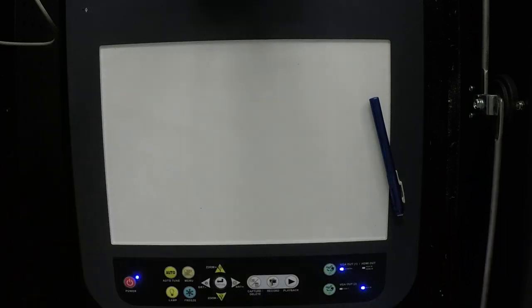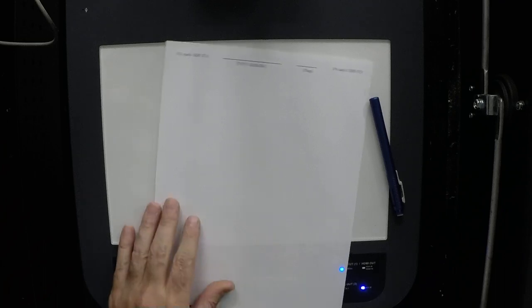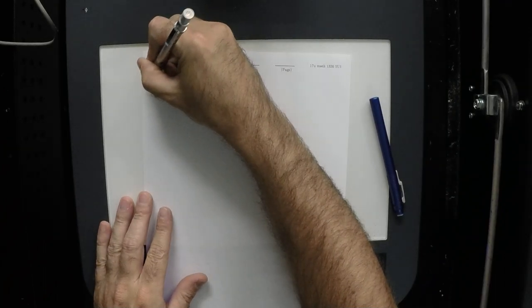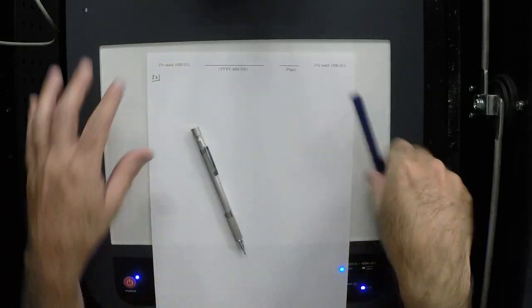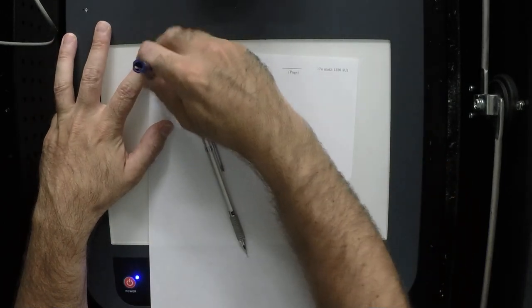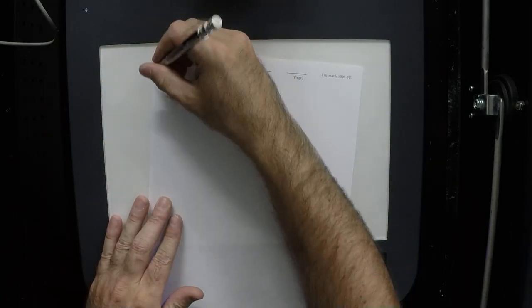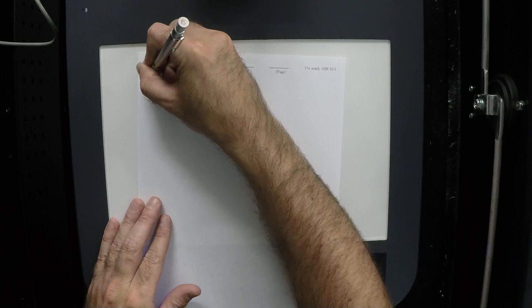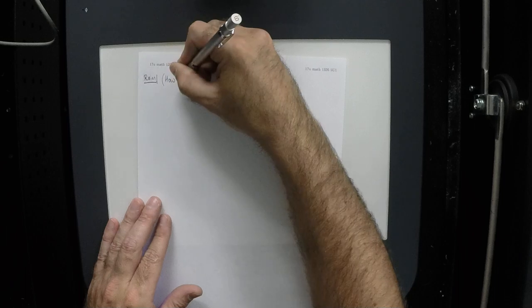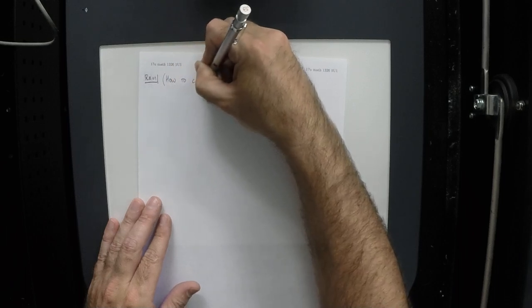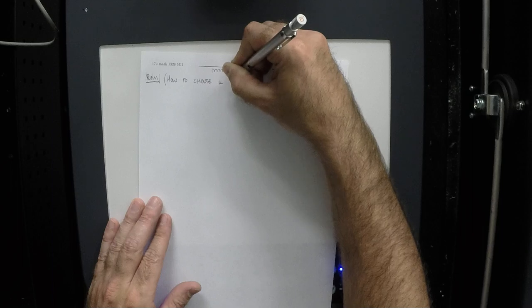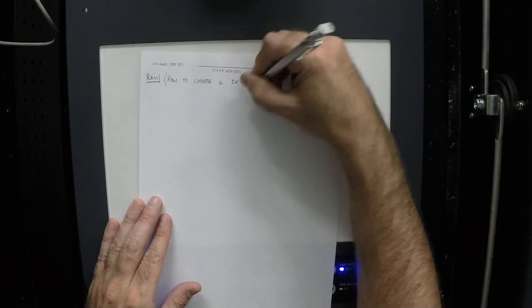Okay, another one. Oh no, not another one. Now I have to tell you how to choose u in integration by parts.